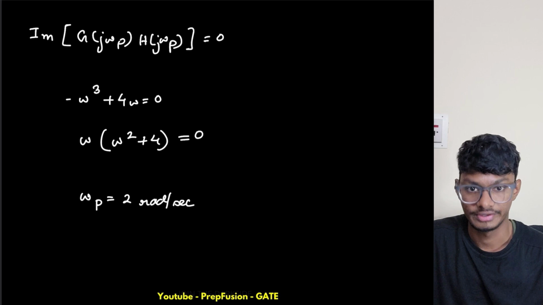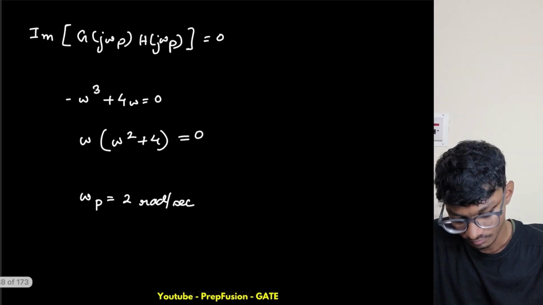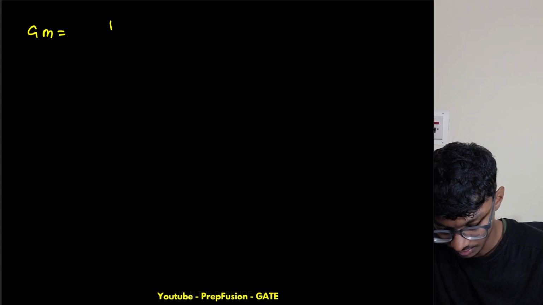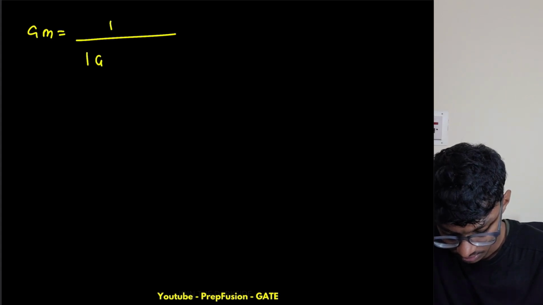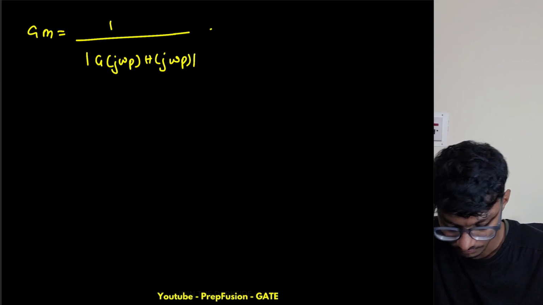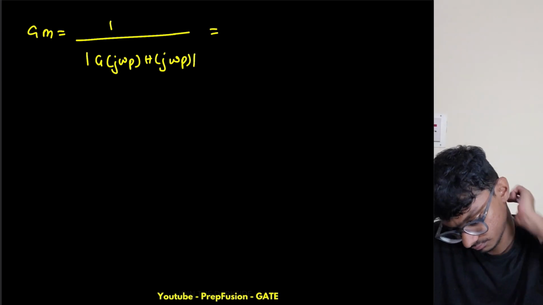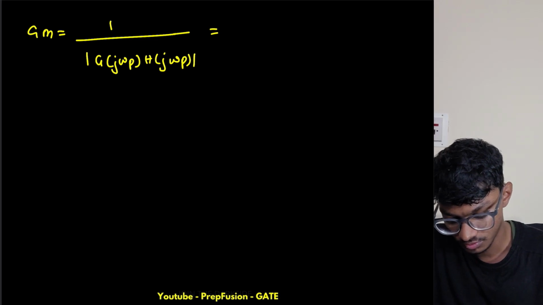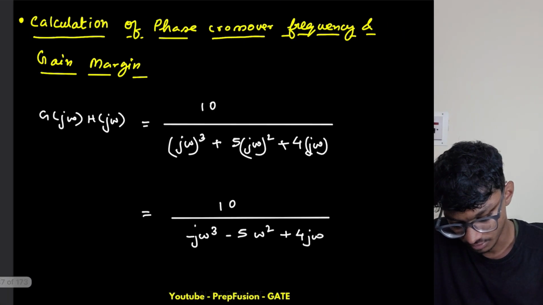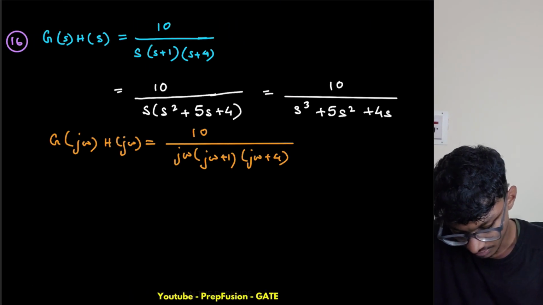Now what about my phase margin? Sorry, what about my gain margin? So we found the phase crossover frequency. Now what about my gain margin? So gain margin is simply the inverse of this G of j omega p. So it is basically equal to 1 by the magnitude. So for that I need to write the magnitude also. Okay, what is the magnitude?